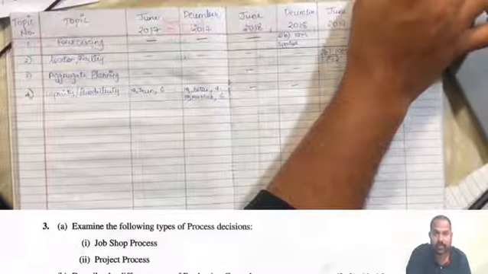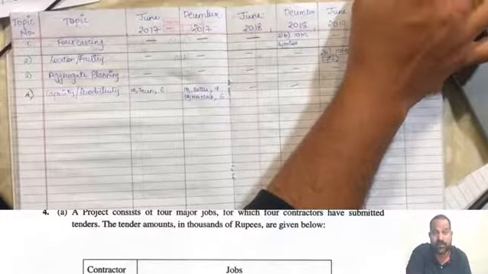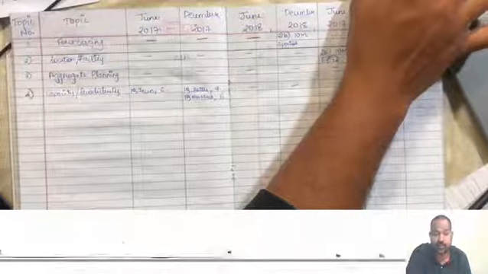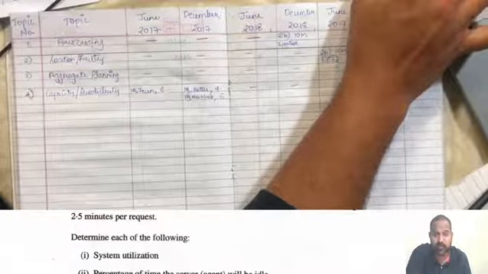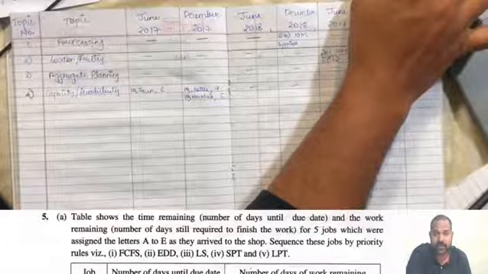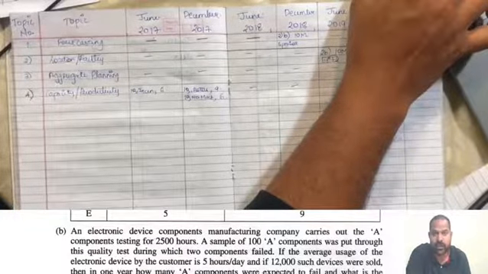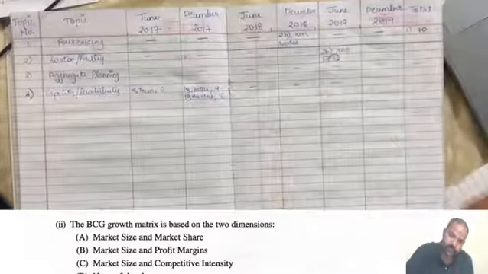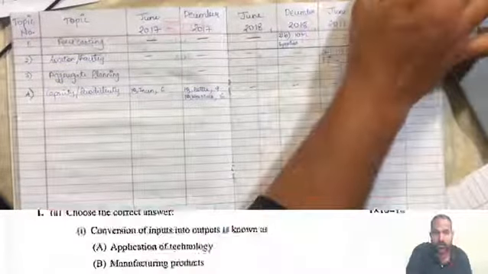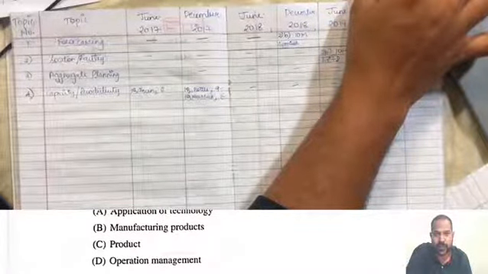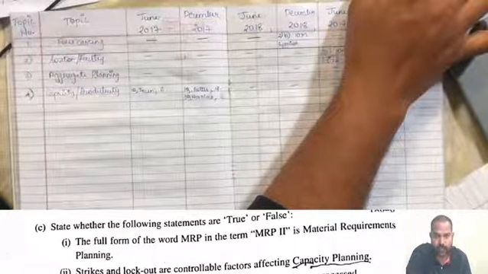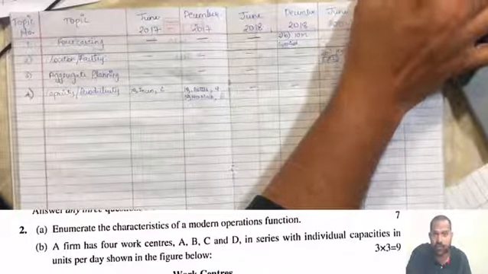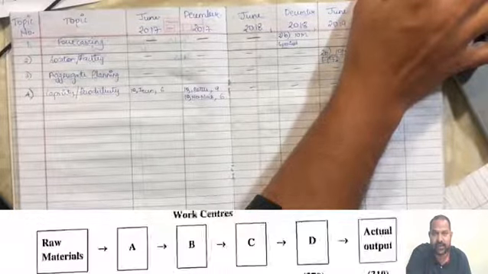3A, no. 3B, no. 4A is an assignment problem, so no. 4B is a queuing theory problem, so no. 5A is a sequencing problem, so no. 5B is a maintenance management problem, so no. So can I say not asked? Let's go to the last question paper, which is the December 19 question paper. In the December 19 question paper, fantastic. 2A, no. 2B, yes.